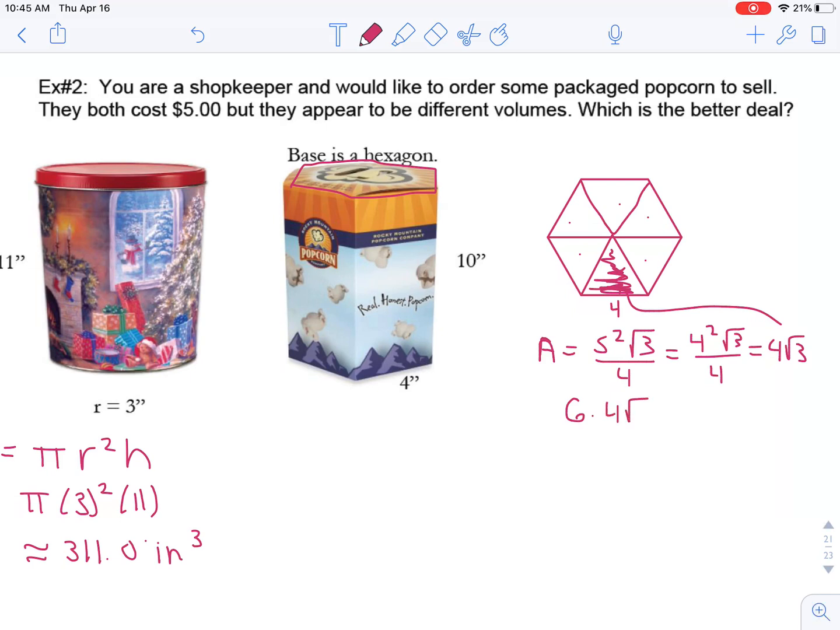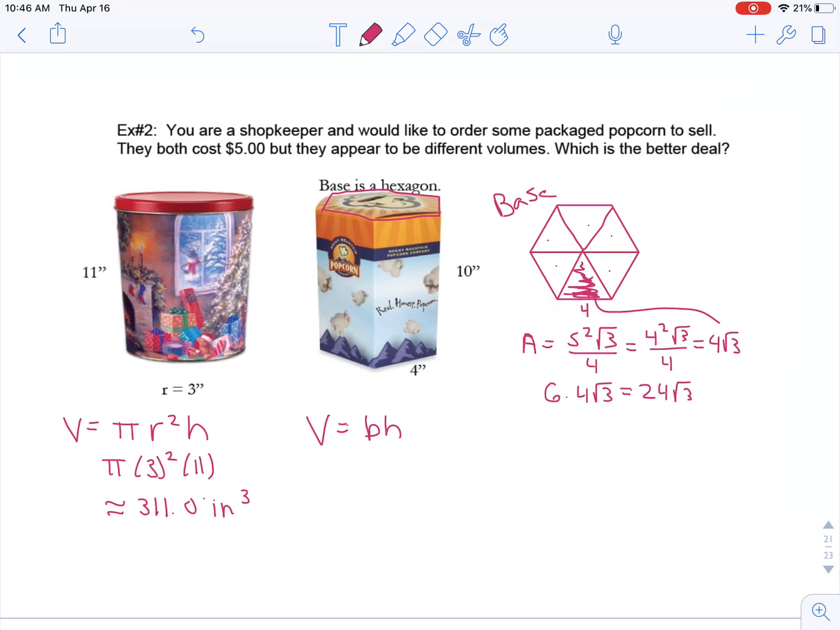I got 6 of them. So 6 times 4 root 3, 24 root 3. So that is the area of my base, which was a hexagon. And remember, for a prism, your volume is just base times height. So the area of your base times height. So in this case, 24 root 3 times 10.